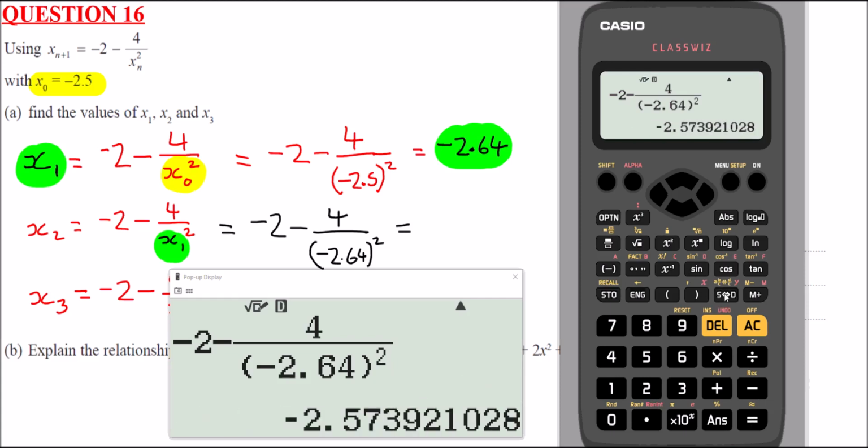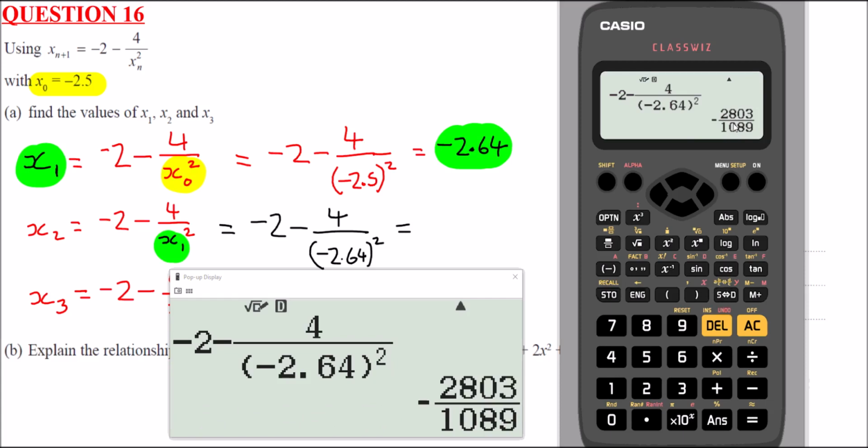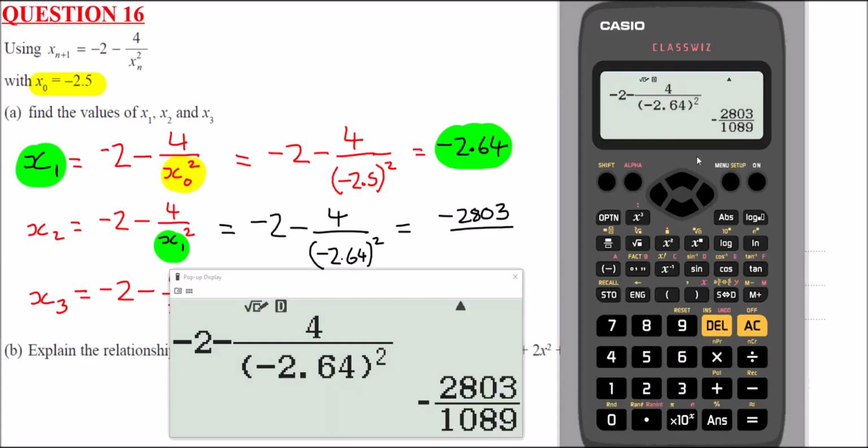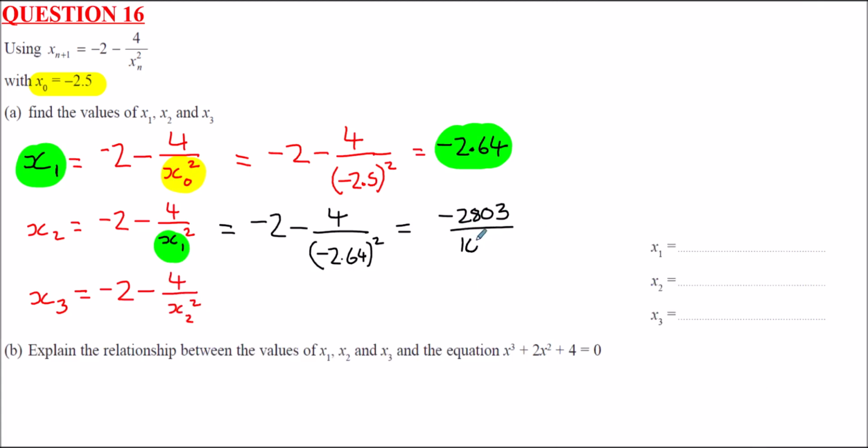And because it's so awkward, I'm just going to leave it as that exact fraction. So minus 2803 all over, what was it? 1089. So that's what x2 is. And x2 is used to base off what x3 is. x3 is based off a previous one, which is x2.